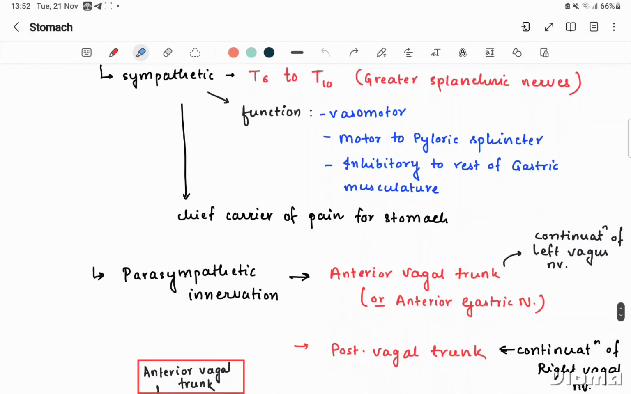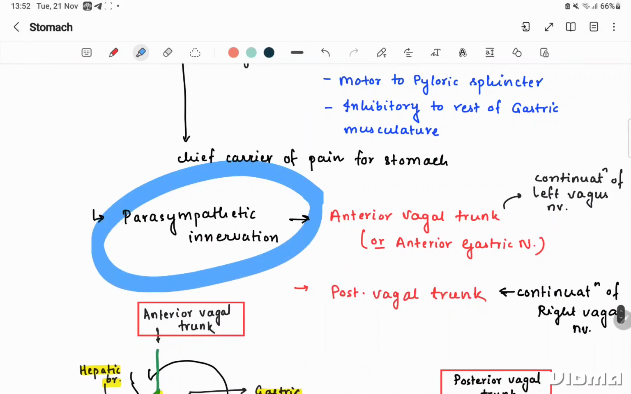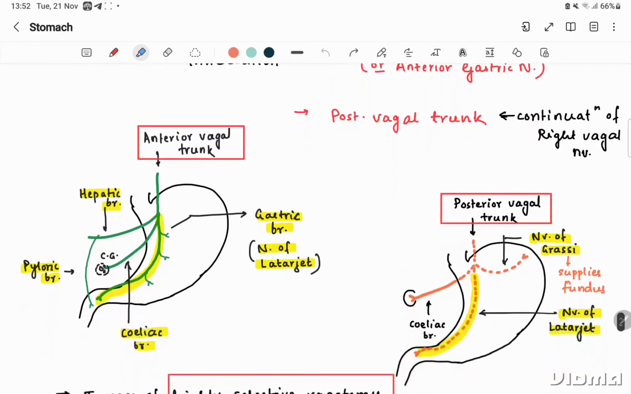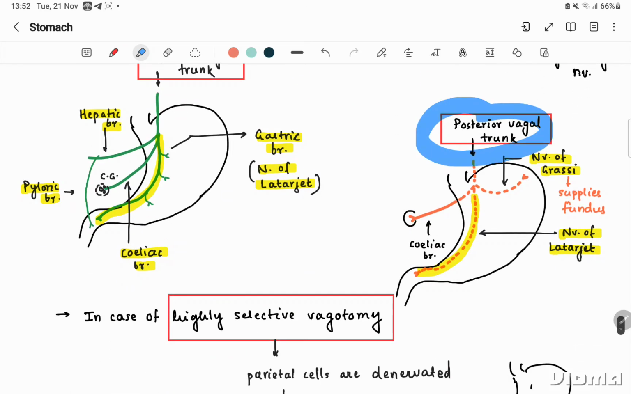So the parasympathetic innervation is by the anterior vagal trunk, or anterior gastric nerve, and the posterior vagal trunk. This is the anterior vagal trunk, and this branch is called the gastric branch or nerve of Latarjet. You can see the whole set of branches is called the nerve of Latarjet. This is a celiac branch, and this is a hepatic branch. From the hepatic branch the pyloric branch arises, and in the posterior vagal trunk you have the nerve of Grassi, the nerve of Latarjet, and the celiac branch.